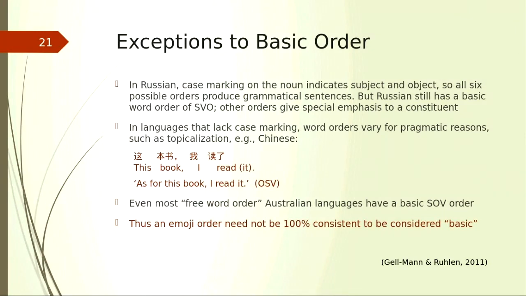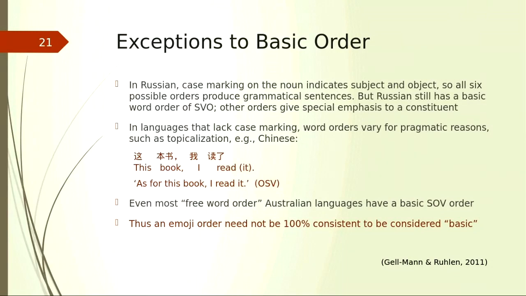In languages that lack case marking, word orders vary for pragmatic reasons, such as in the Chinese topicalization. So we see an example here, literally this book I read, translated freely as for this book, I read it. And what this does is it changes the subject, verb, object order of Chinese to an OSV order.